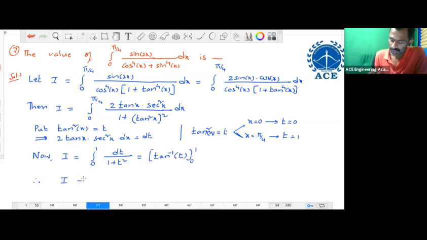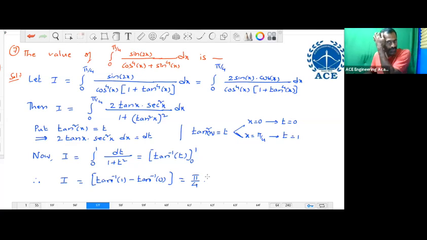Therefore, I equal to upper limit tan inverse of 1 minus tan inverse of 0 equal to tan inverse of 1. This is possible for theta equal to pi by 4. And tan inverse of 0 is 0. So the answer is pi by 4. Because tan pi by 4 is 1, then pi by 4 is tan inverse of 1. So directly substitution method doesn't work, but indirectly substitution method works only after simplification like this.